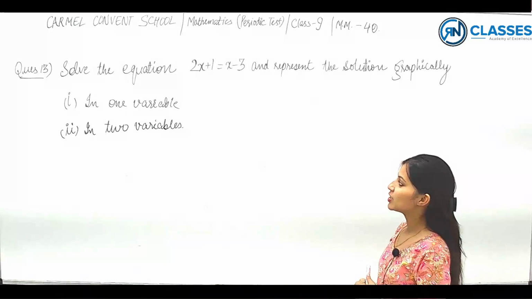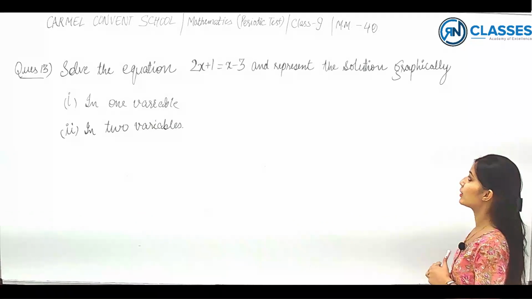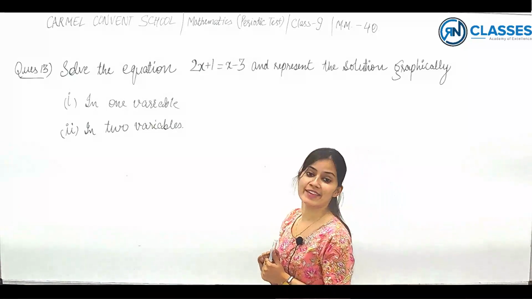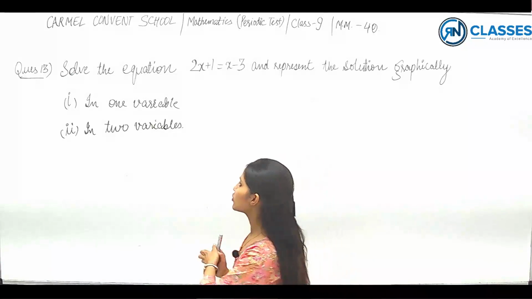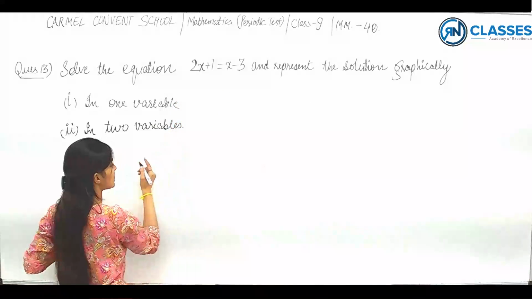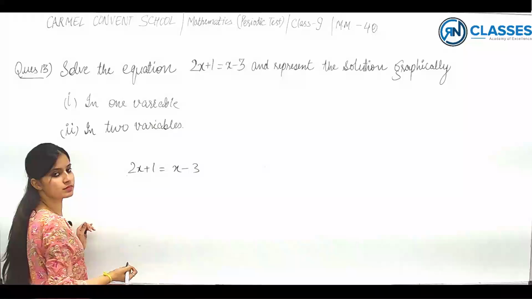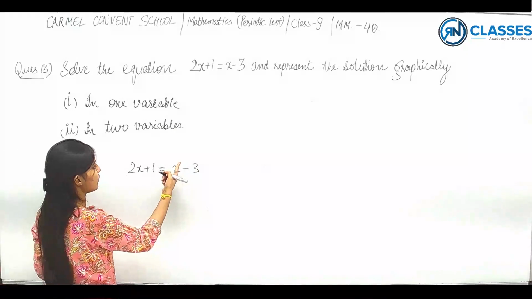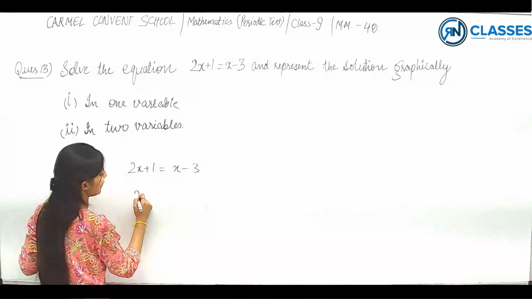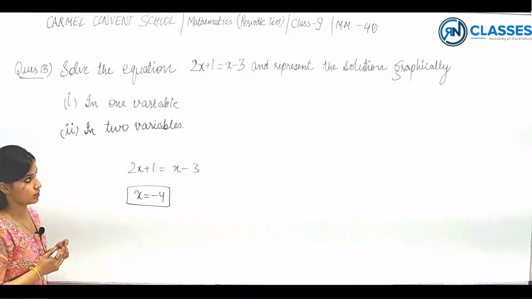Question number 13. Solve the equation 2x plus 1 is equal to x minus 3 and represent the solution graphically, firstly in one variable and then in two variables. So firstly let's solve the equation. The equation is 2x plus 1 is equal to x minus 3. Right? So let's transpose. x comes here, 1 goes there, we get x is equal to minus 4. So this is the solution of our equation.